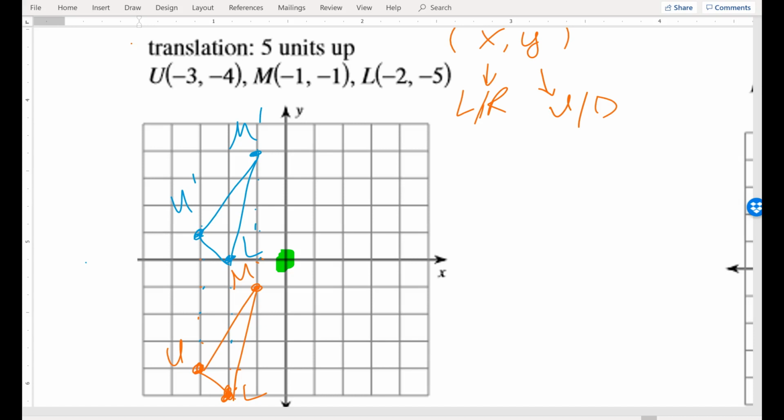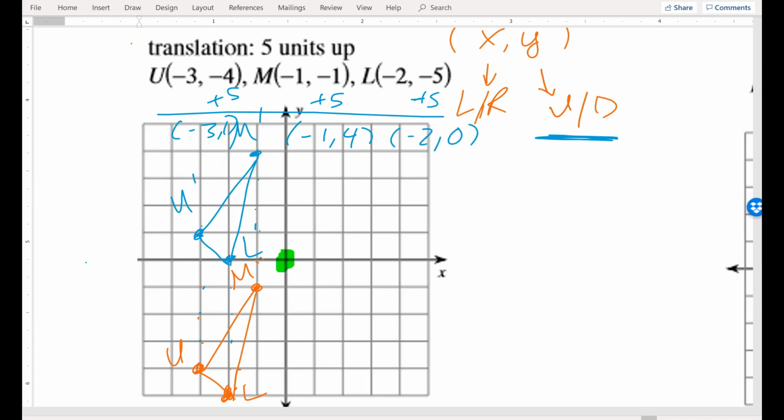Yeah, so if I go 5 up, that means I'm moving on the Y. So basically, I'm just adding 5 to every Y. And watch this magic, y'all. If I do that, the new ordered pair would be -3, 1. New ordered pair would be -1, 4, because -1 plus 5 is 4. And then this new ordered pair would be -2, 0.